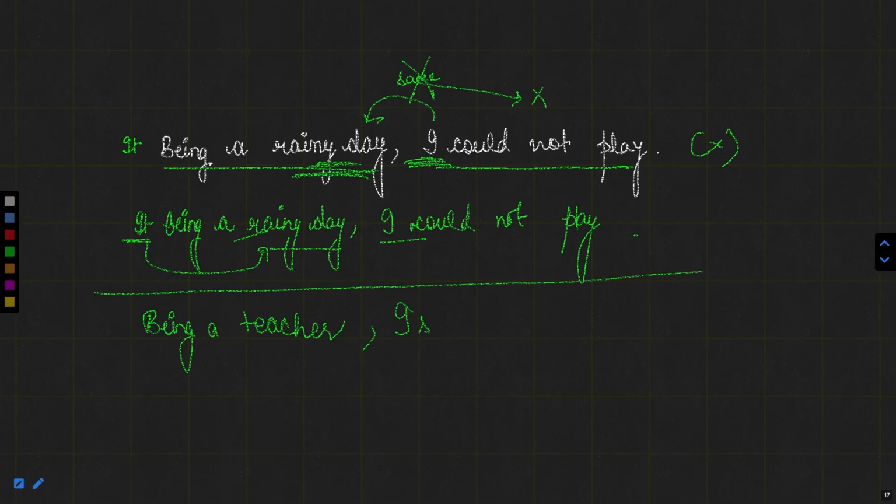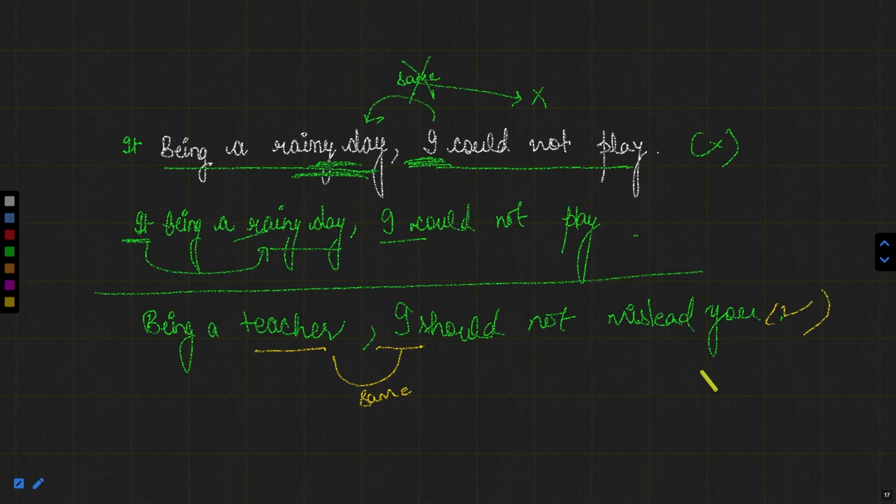So if you see a sentence like, being a teacher, I should not misguide you or mislead you. Okay, suppose this is the rough sentence I'm making. Now if you see the sentence carefully, being a teacher, I should not mislead you. Here the subject of the first clause and the subject of the second clause are the same, yes, we are the same person. Okay, then the sentence is absolutely correct.